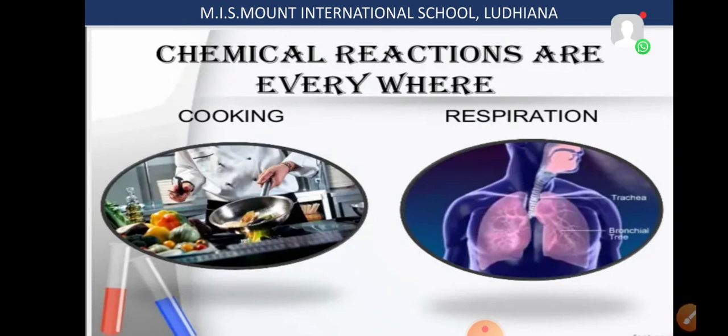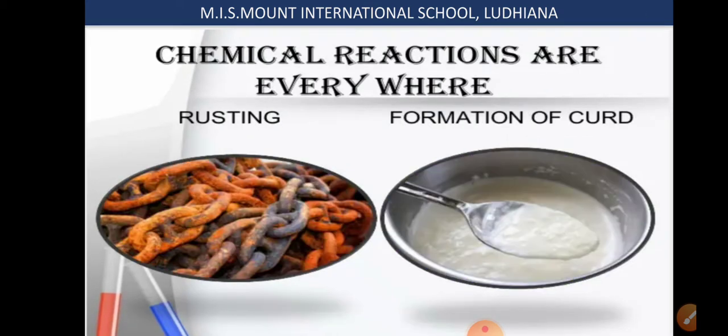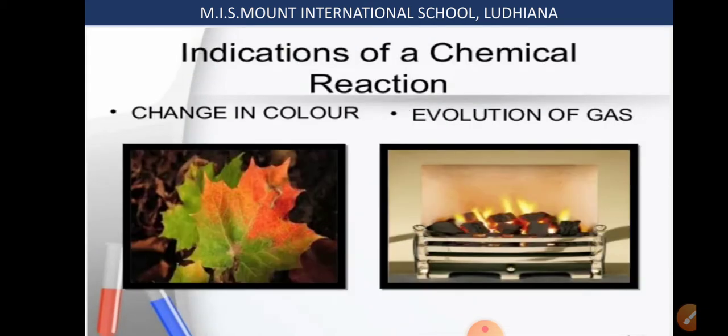Now we often get to know about many chemical reactions which occur in our everyday life. For example, cooking is a type of chemical reaction. Respiration is also a chemical reaction. Students, please don't confuse respiration with breathing. I am talking about respiration, that is utilization of oxygen to get energy from the food, not inhaling or exhaling a gas. Then rusting is a common example. Then curd, because summer is going on, curd is also formed at our homes frequently, so it is also a type of chemical reaction.